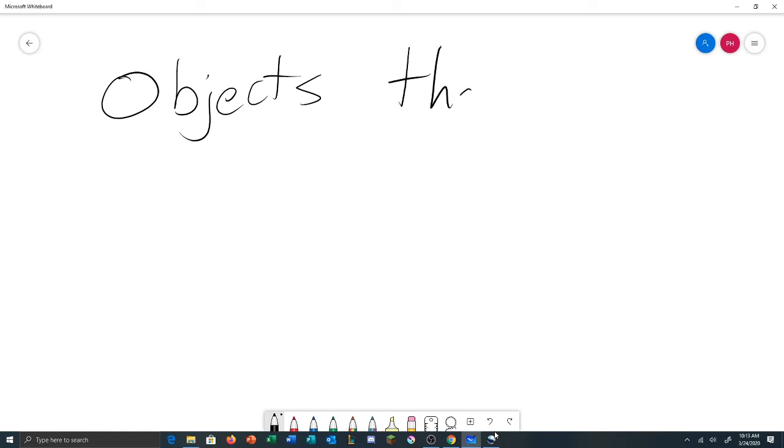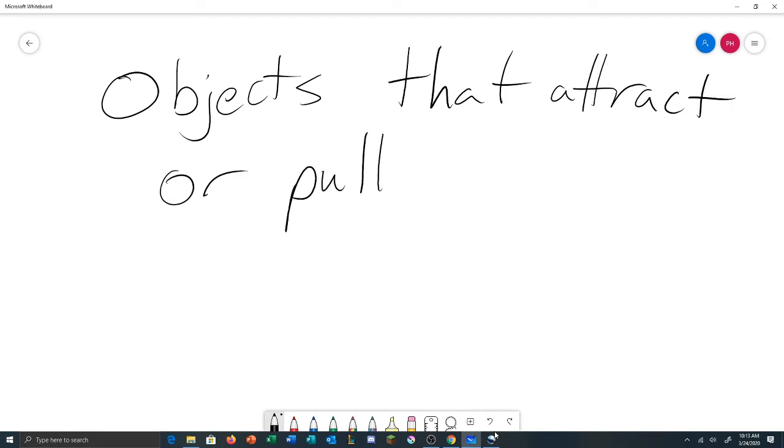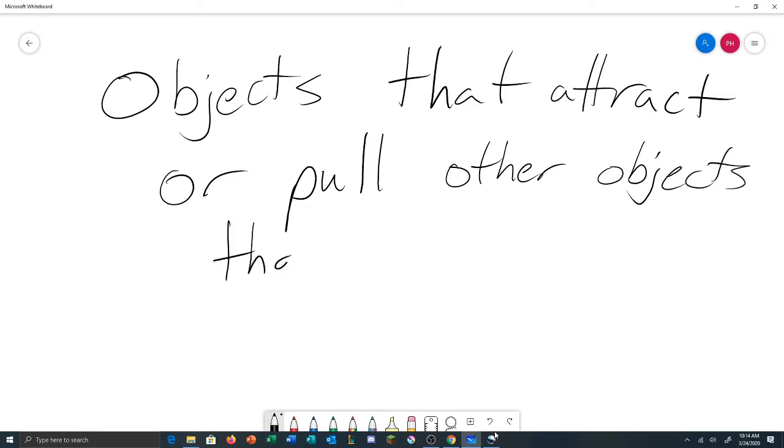Magnets, to be completely honest, are just pieces or objects that attract or pull other objects that contain iron. That's what a magnet is. It pulls in objects that contain iron.